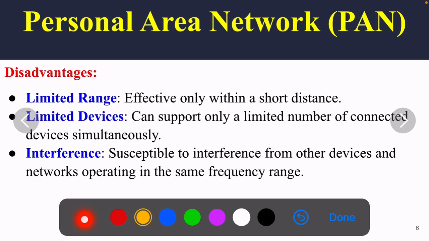The next is, what are the disadvantages of the personal area network? First and most important, limited range. It is only effective within a short distance. As I said earlier, up to 10 meters it can work. After that it cannot work, or we cannot say that it is a personal area network.